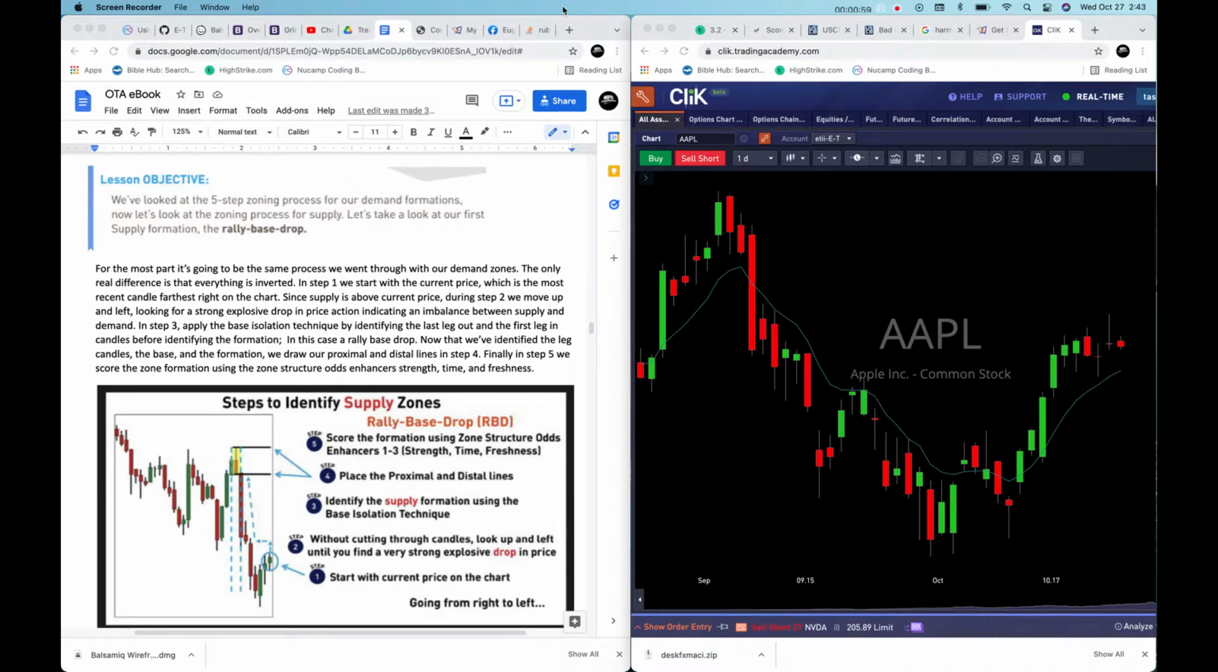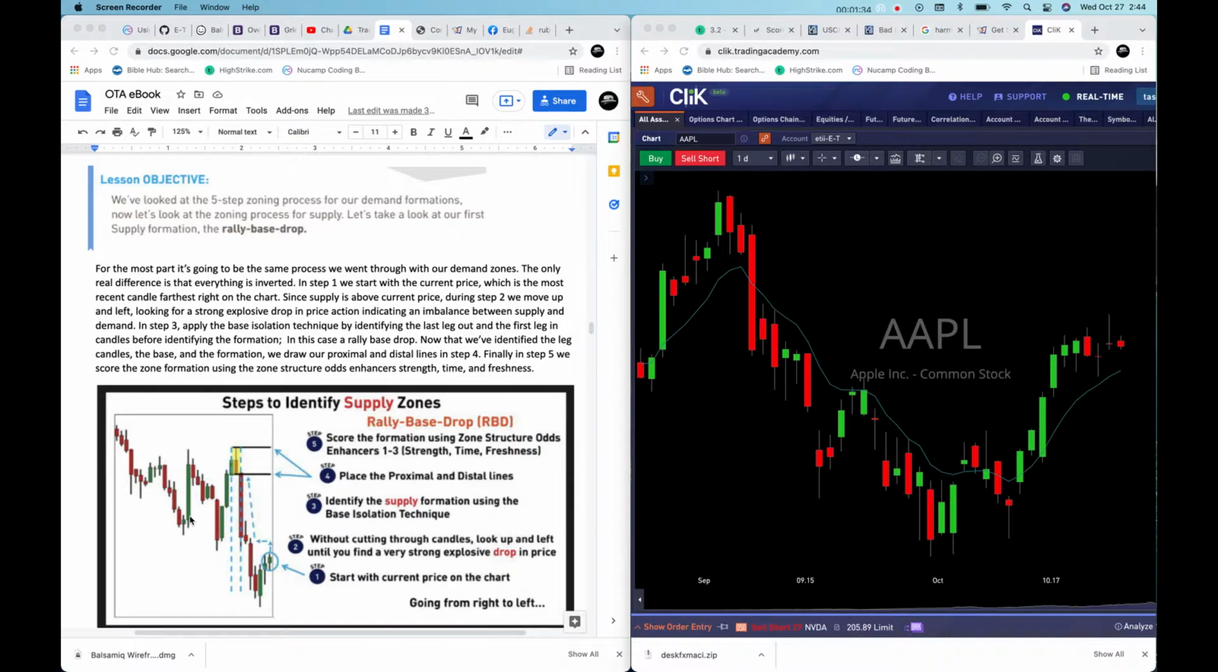In step three, we're going to apply the base isolation technique by identifying the last leg out candle and the first leg in candle before identifying the overall formation. And in this case, we're looking at a rally base drop per the example that you see here. Okay, so once you've identified the leg out candle, the leg in candle, the base, and the formation, you will then draw the proximal and distal lines in step four for the supply zone.